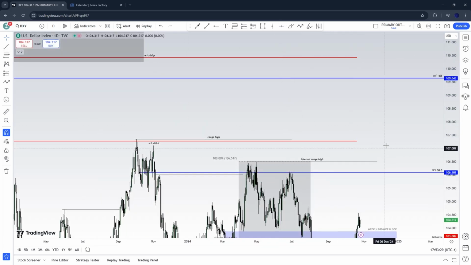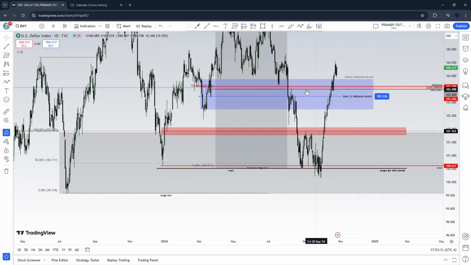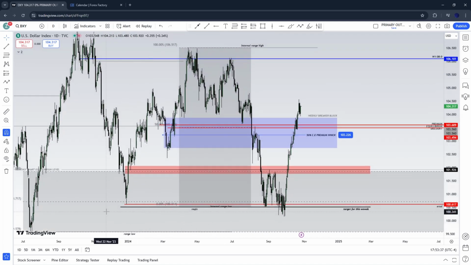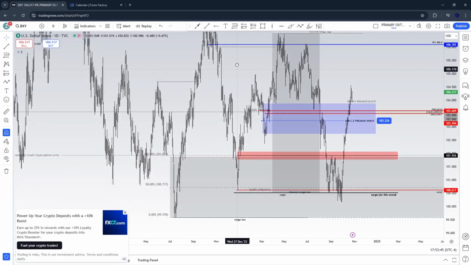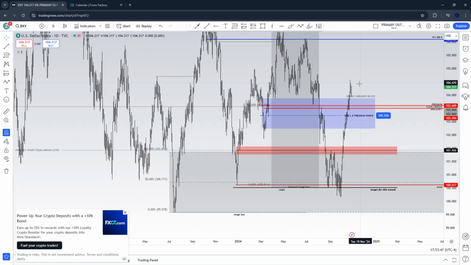So the idea and thought process behind this being the drawn liquidity was simply a run on internal liquidity or run on external liquidity relative to the range that you're looking at. We've got two ranges on screen, the internal range high and the internal range low, as well as the external range high and the external range low.